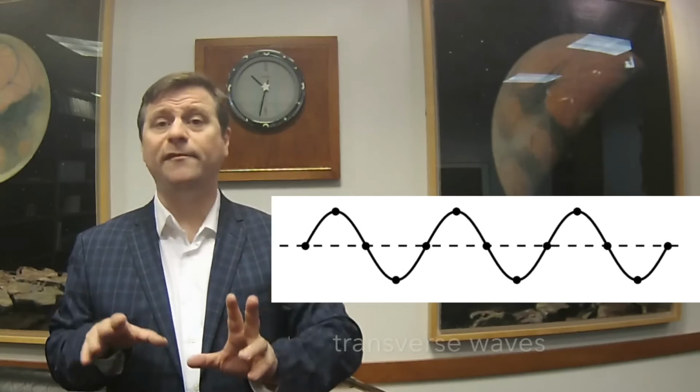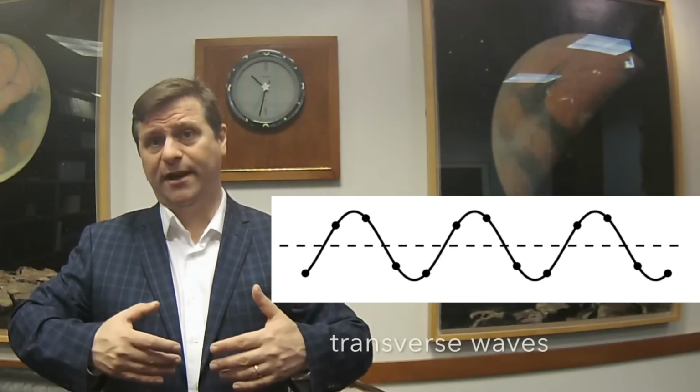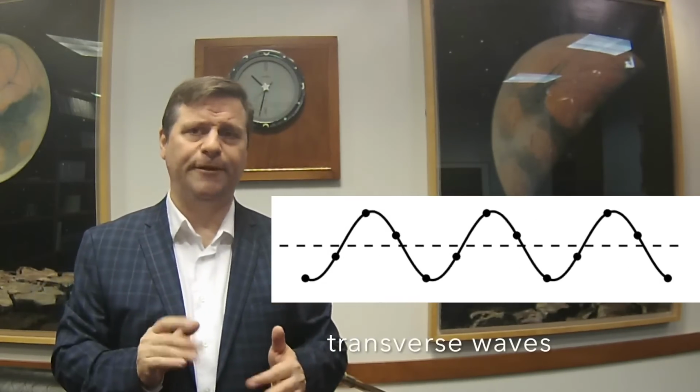All right, so in 1821, Fresnel and Young advanced even further. They proved that all light was a transverse wave and had no longitudinal component.